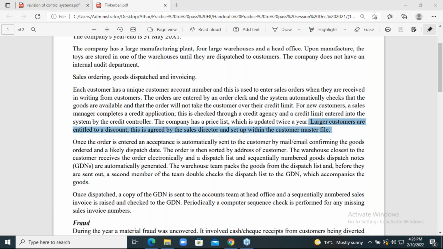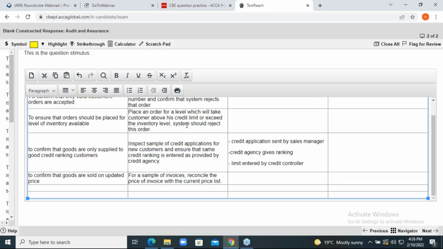So now let's go back to our main point. Large customers are entitled to a discount. This is agreed by the sales director and set up within the customer master file. So what is the reason? What is the control objective?